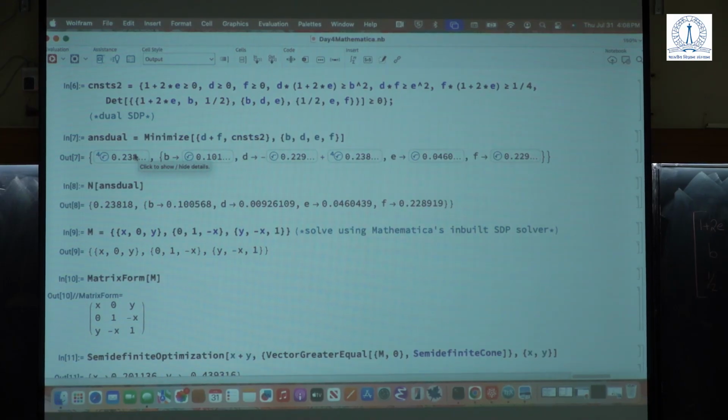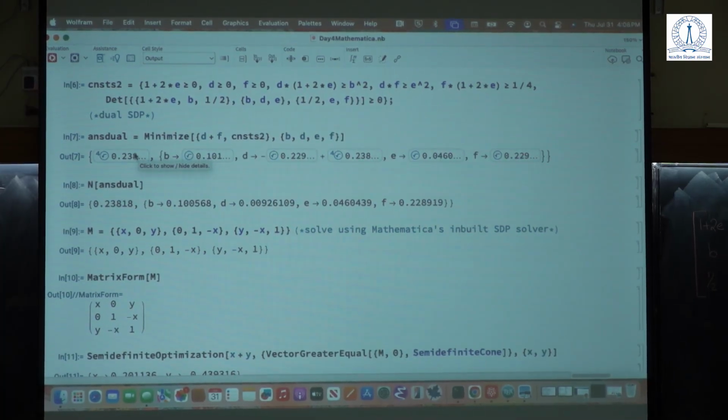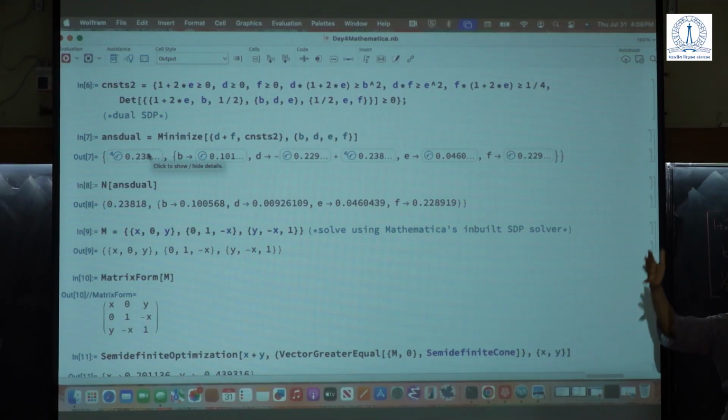And I have the whole determinant. I took the determinant of the matrix, it has to be non-negative, right? And then I ask to minimize. So remember, taking the supremum of minus D minus F is the same thing as taking the infimum of D plus F, okay? So I'm asking you to minimize D plus F, subject to those constraints, and the variables are B, D, E, F, because we got rid of the A and the C.